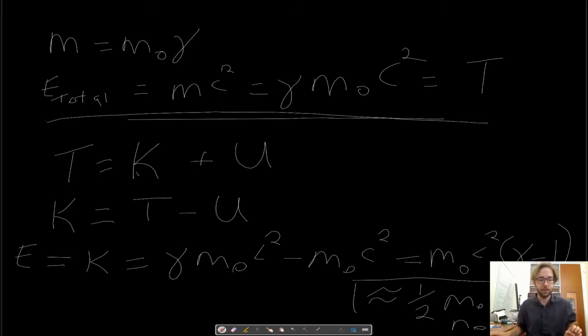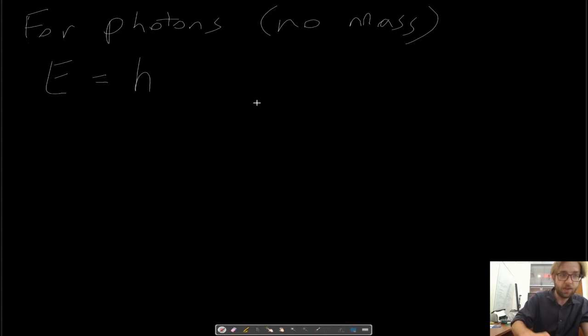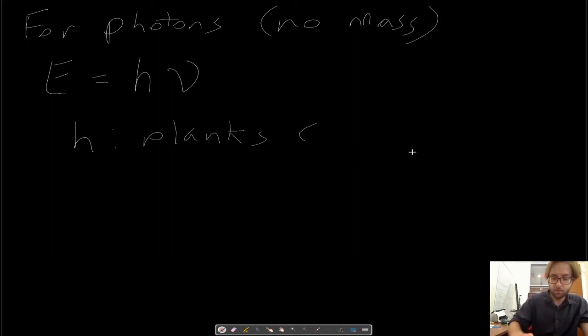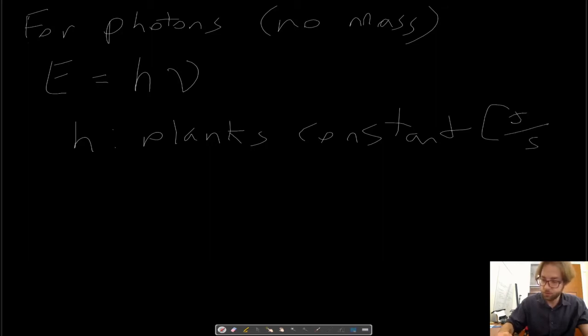But of course, that only works for things that have mass, and not everything has mass. So for photons in particular, which from the last lecture we know have no mass, the energy is instead equal to h times nu, where h is Planck's constant. h is defined as Planck's constant, which you can look up. It's in the book. And this has units of joules per second.